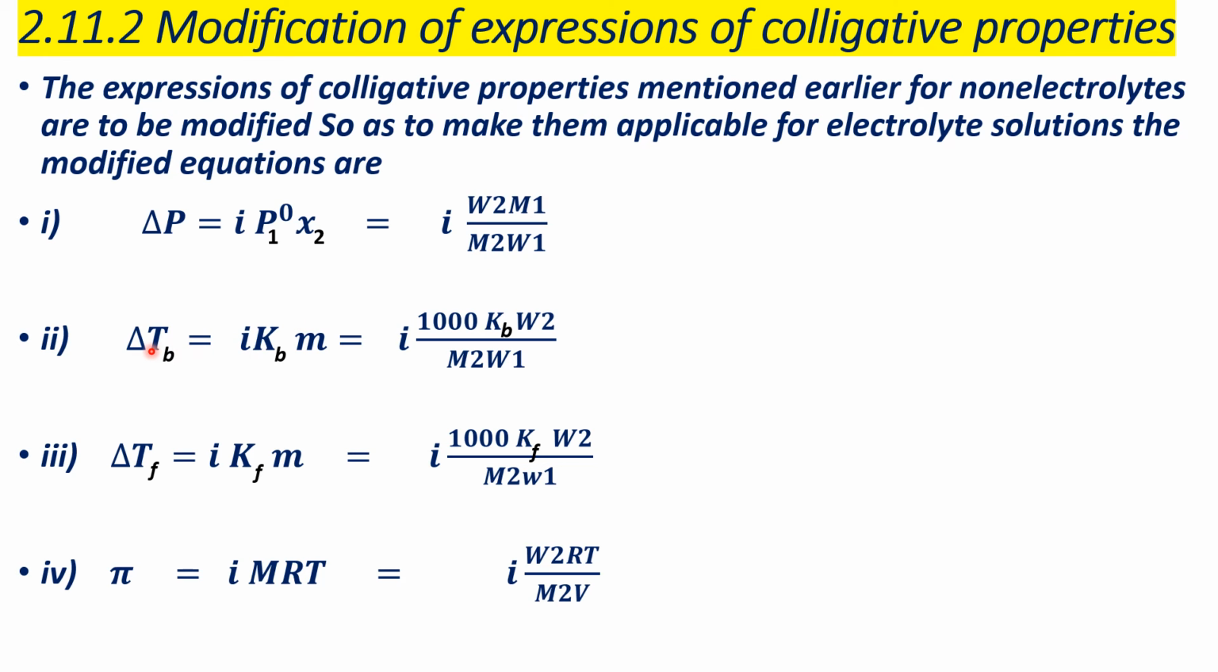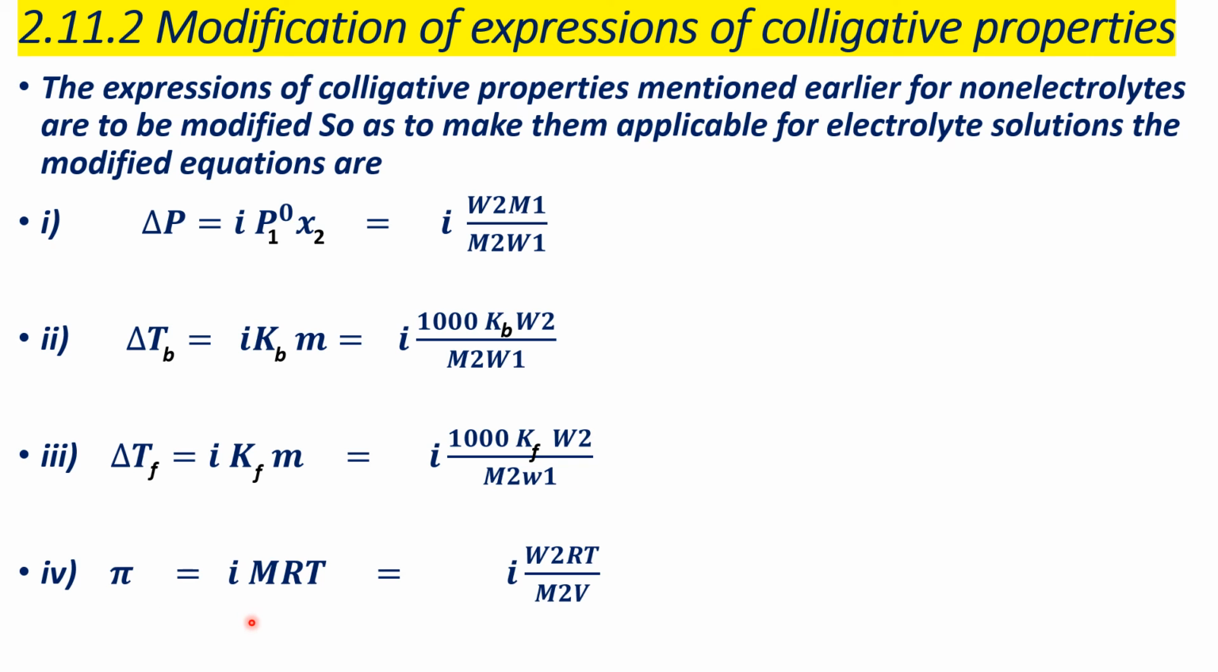Second, delta Tb, that is the boiling point elevation, is equal to i into Kb into m. We know the simple formula: i into 1000 into Kb into W2 upon M2 into W1. Equation number 3, for freezing point, delta Tf is equal to i into Kf into m, is equal to i into 1000 into Kf into W2 upon M2 into W1.